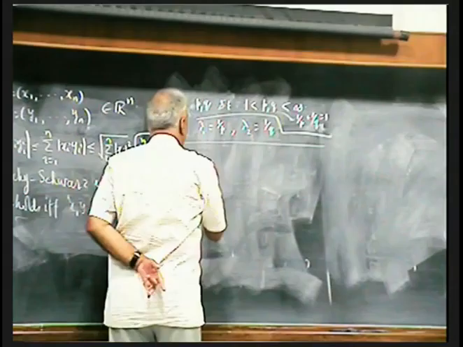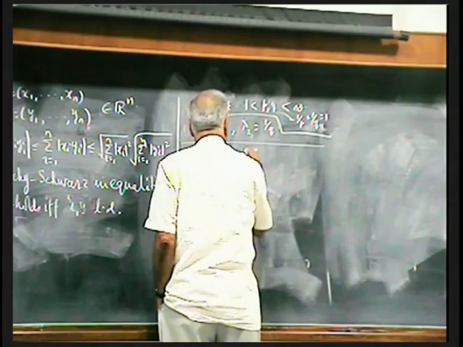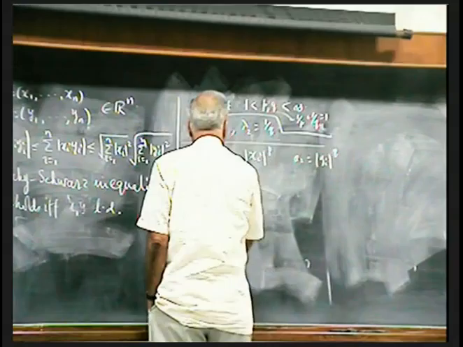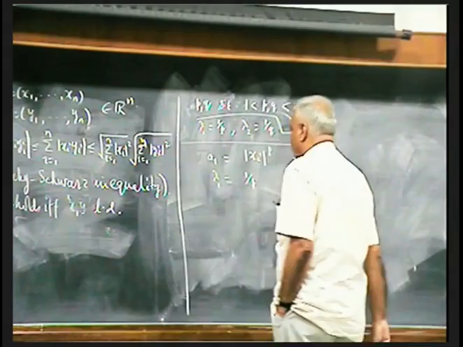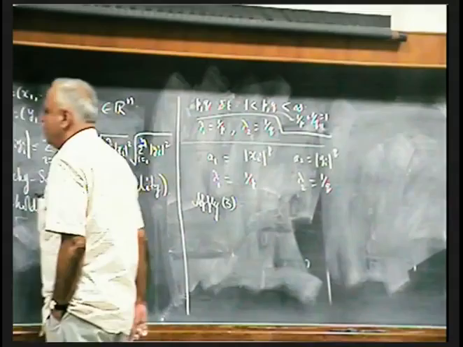So now what I do is, I do a similar thing that I did for Cauchy-Schwarz. In Cauchy-Schwarz, I distributed equal weightage, half-half, lambda 1 equal to half, lambda 2 equal to half, and applied the classical inequality of arithmetic geometric mean. Now I put weights instead of half, P and Q. So I take A1 to be mod xi to the power of p, A2 to be mod yi to the power of q, lambda 1 to be 1 by p, lambda 2 to be 1 by q. Then apply 3. 3 is the weighted arithmetic geometric mean inequality.